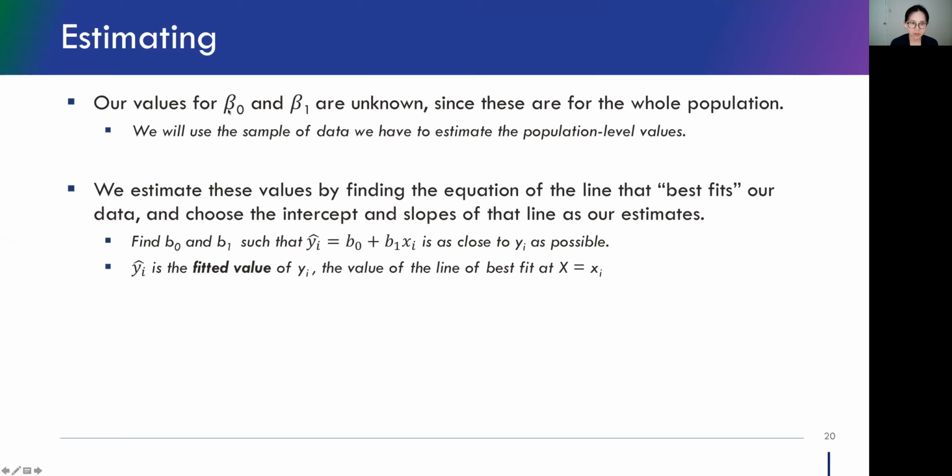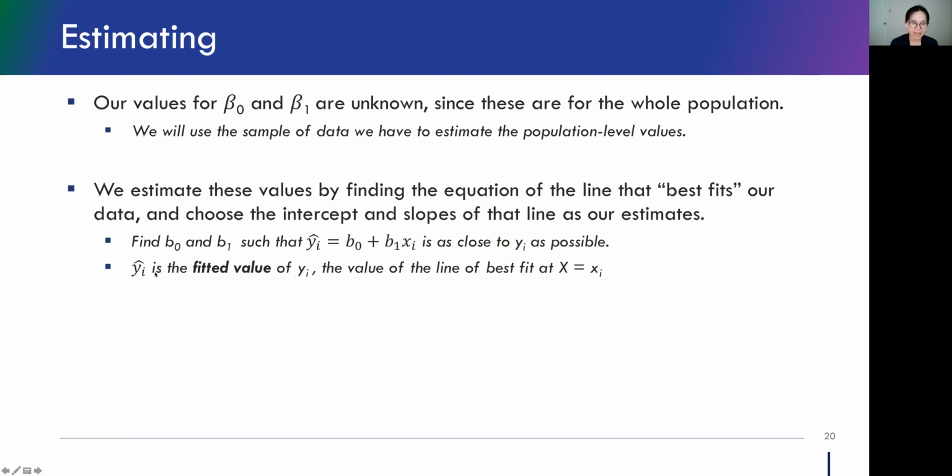So beta 0 is the intercept, and beta 1 is the slope, as we mentioned from the previous session. And the goal here is to find b0 and b1 as the estimates of beta 0 and beta 1, so that yi hat, equal to b0 plus b1 xi, is as close to yi as possible. So that's what we mean by this best fit.